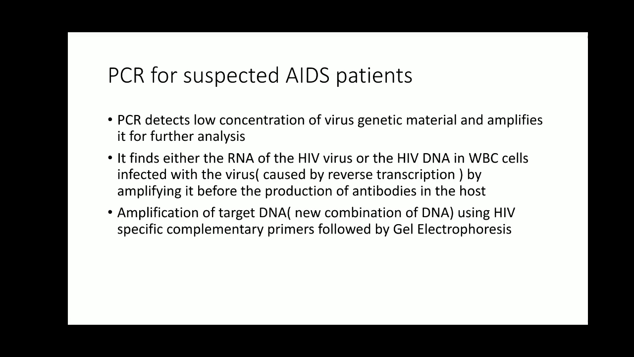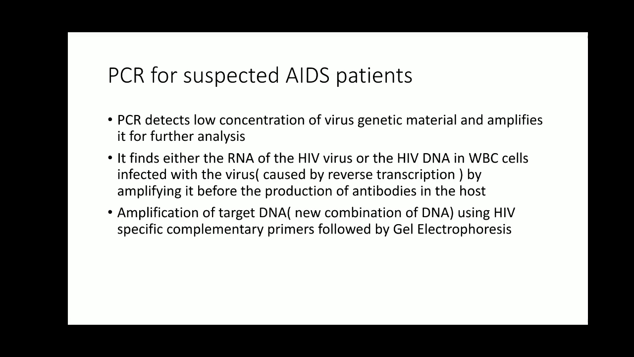So in the first step, what will happen? Denaturation. Whatever sample we have collected, that is recombinant DNA or the new combination of DNA, is used as the source DNA in the PCR reaction, and it is denatured at a very high temperature, 96 degrees centigrade. After that, next is annealing. In annealing, we are synthesizing the primers.